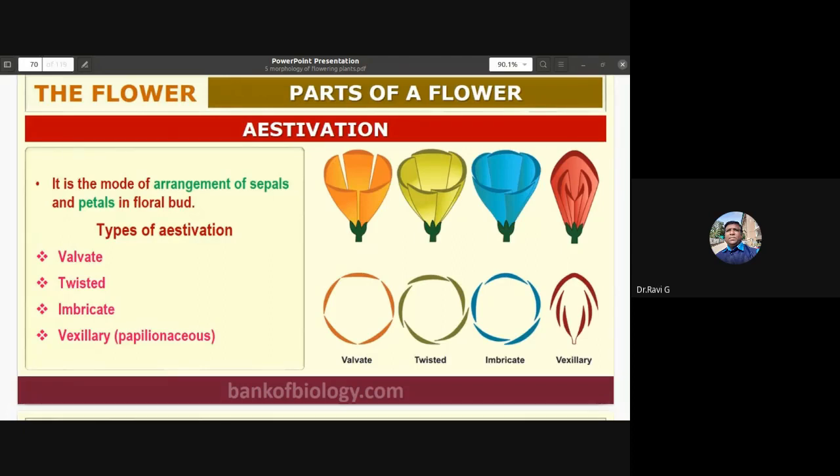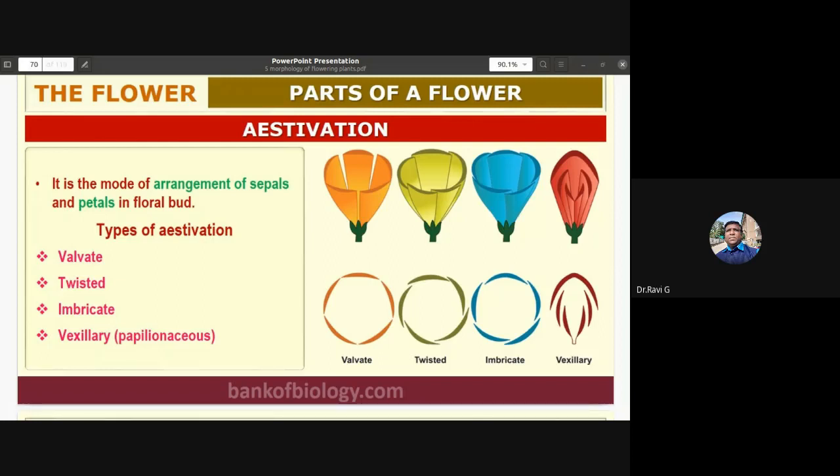So the vexillary estivation is noticed in the Papilionaceous corolla of the Fabaceae family. What you notice here is that the first petal is completely overlapping. Then the lower petal is completely overlapped. The remaining petals partially overlap, partially overlapping. So this you can notice.